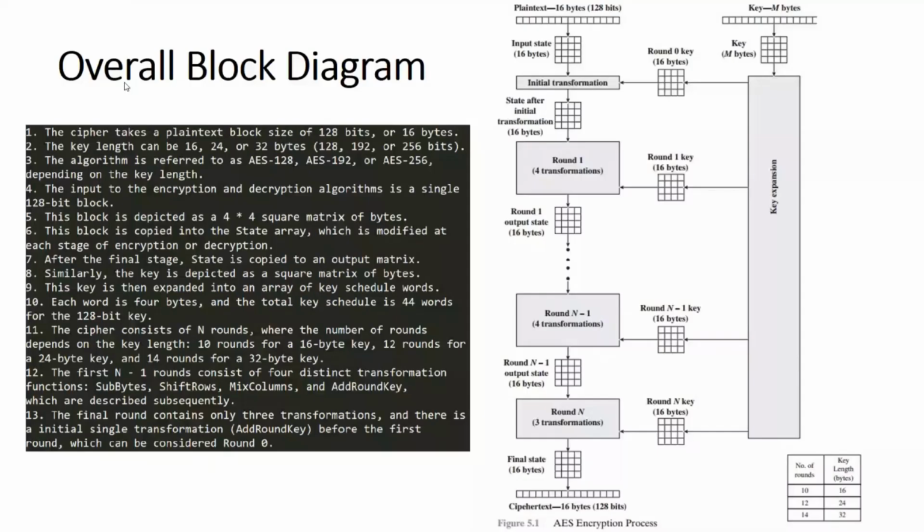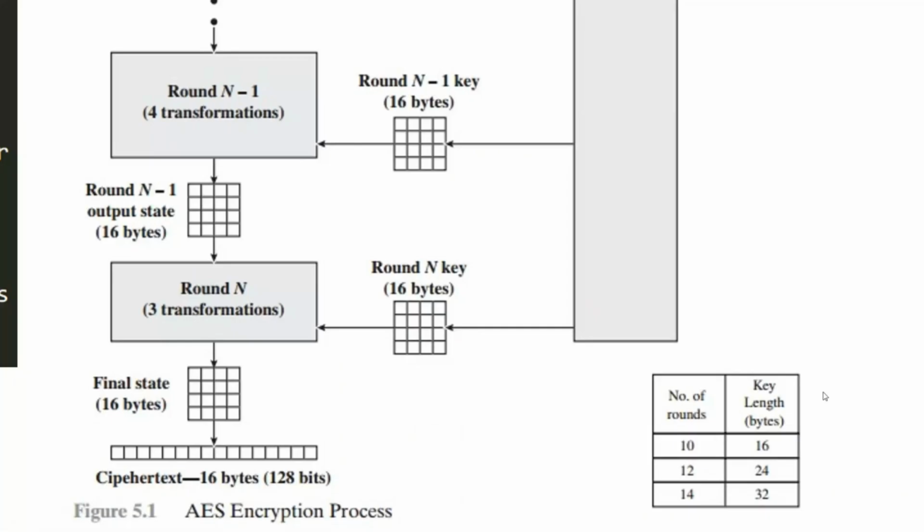So let's continue. So I was saying that depending upon the key size, there will be different rounds of AES. So if I'm using a 128-bit key, I will be using 10 rounds of AES. Similarly, if I'm using a 192-bit key, I will be using a 12-round AES and 14 rounds for 256-bit keys.